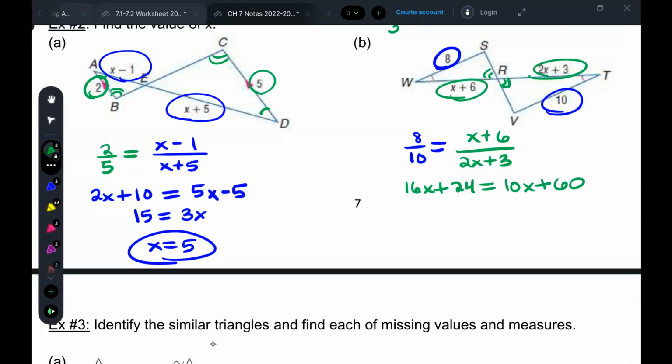What's 60 minus 24? 36? So 46. How about 36? It is 36. Okay. X equals 6.